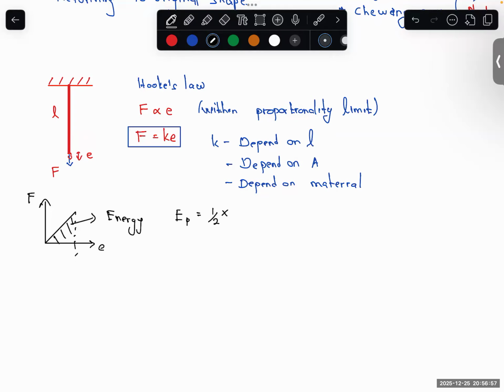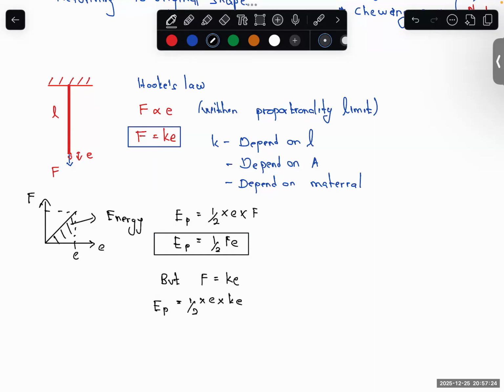we'll say e, force, perpendicular height, we'll say F. So elastic potential energy is equal to half Fe. So instead of F, you can put Ke. F is equal to Ke. So therefore, you can say EP is equal to half e into Ke. So it gives you another equation, half Ke squared.